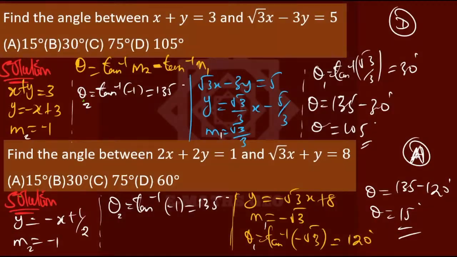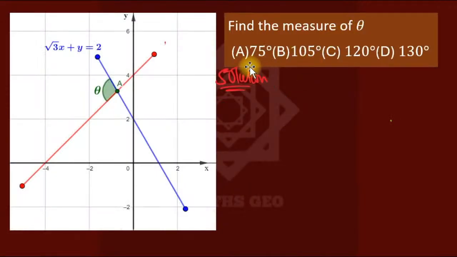Thank you. Find the measure of theta. Okay, theta is the angle between these two lines. Before we can get the angle, we need to get the slope. Once we know the slope, we know the angle.